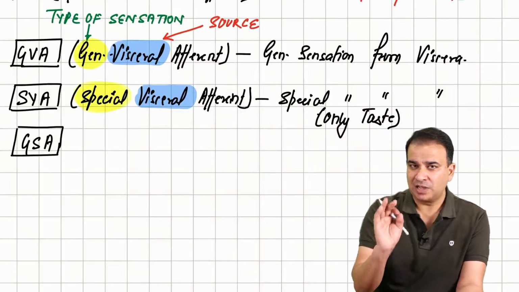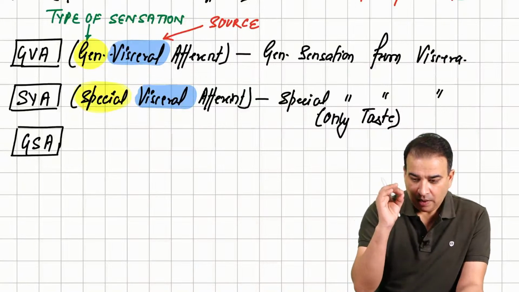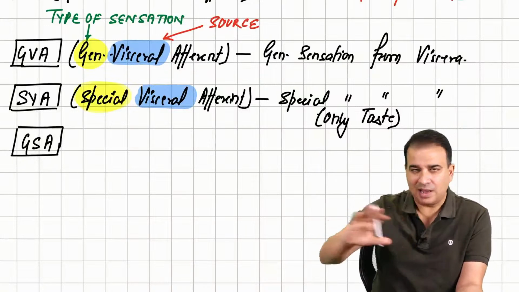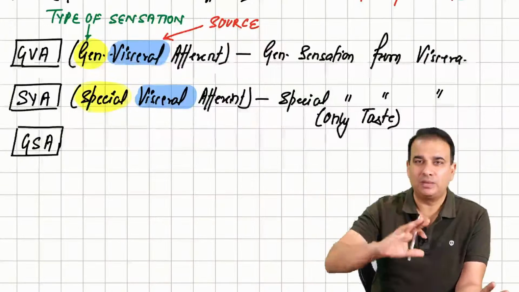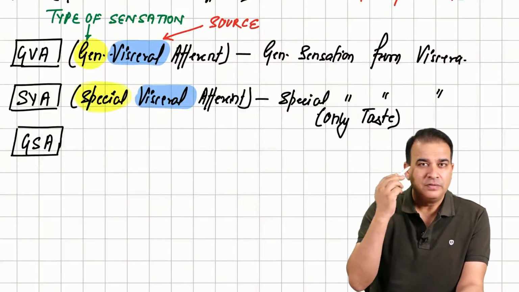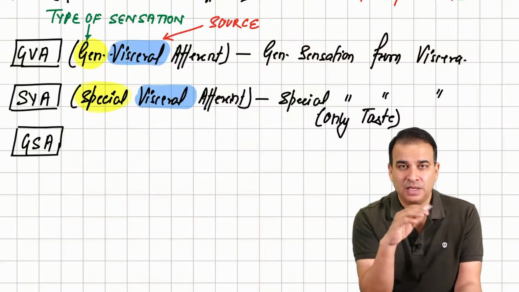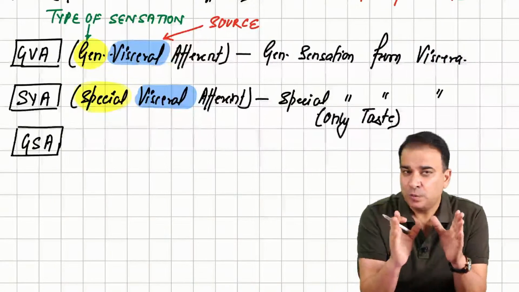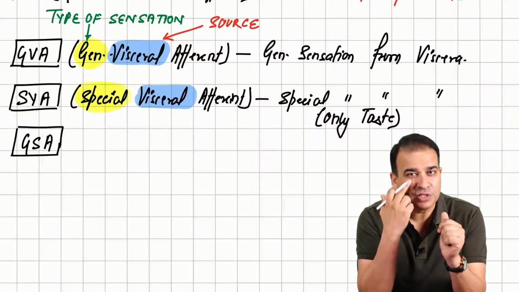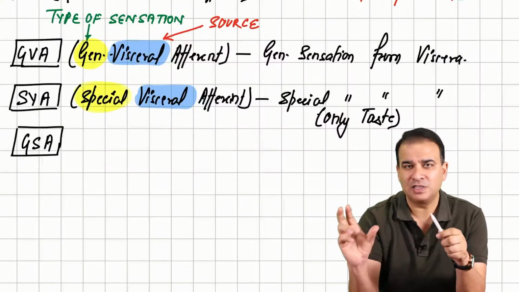Now, I want you people to think about this and answer this question to yourself. When I say special sensation from viscera, taste is occupying that. Okay, done and dusted. Taste is all about SVA. What about the other special sensations: olfaction, vision, hearing and balancing? Now they will go into which column? The first word decides the type of sensation. So when I'm talking about olfaction, vision or hearing and balancing, I'm always obviously talking about special sensation. So the first word is special.